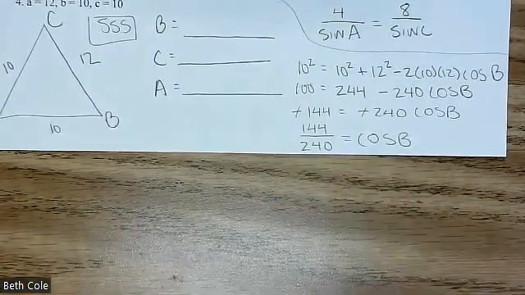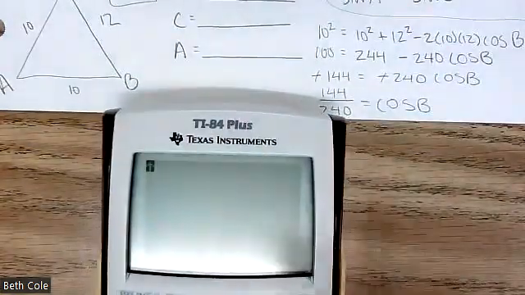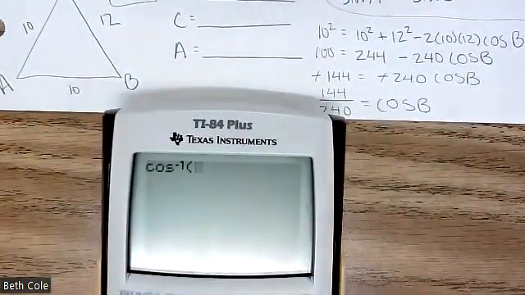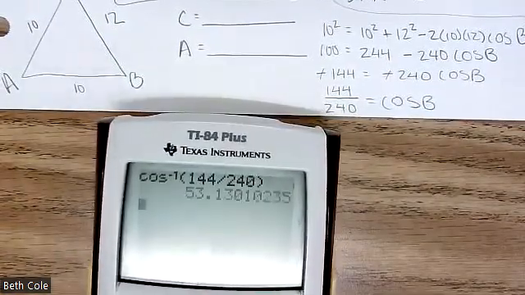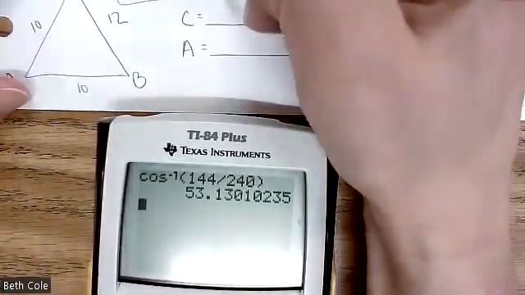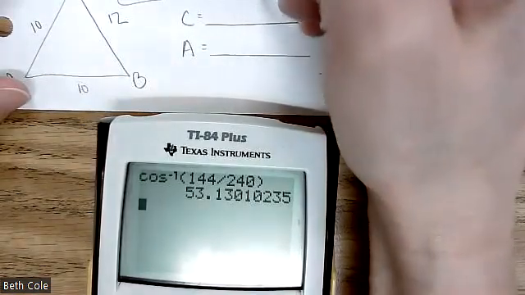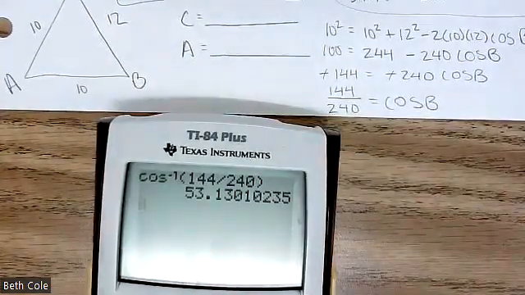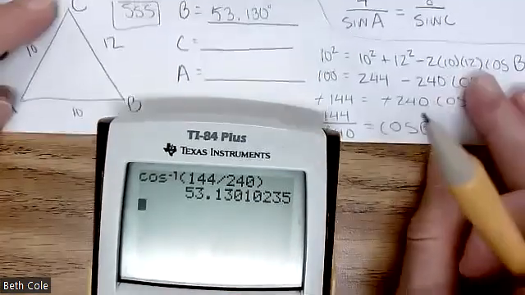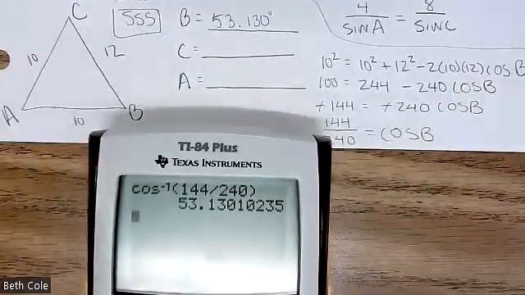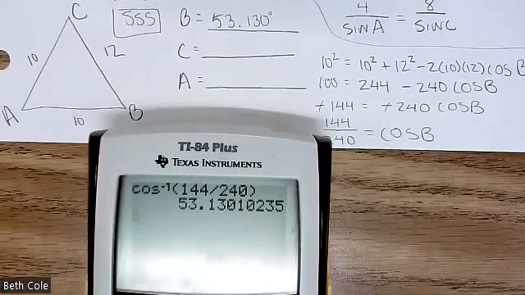And then how do you type that? Second, cosine 144 divided by 240. Did anyone else get 53.130? Okay. Now here's the cool part about how I did this problem.